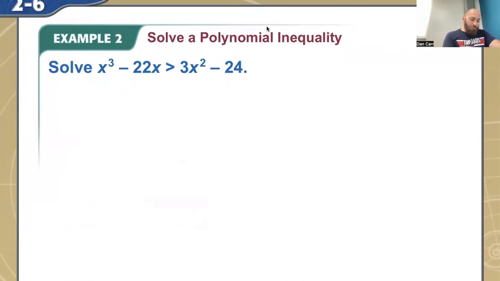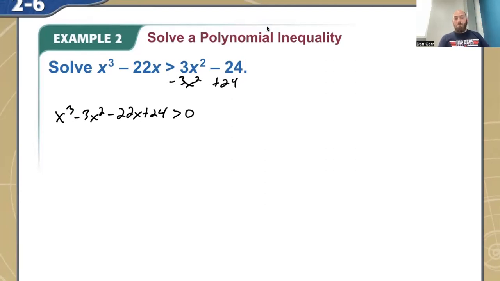So first thing is, it's a polynomial. I'm going to get it all to one side in reference to 0. So I can subtract 3x squared over, and I'm going to add 24 to both sides. So x cubed minus 3x squared minus 22x plus 24 is greater than 0.